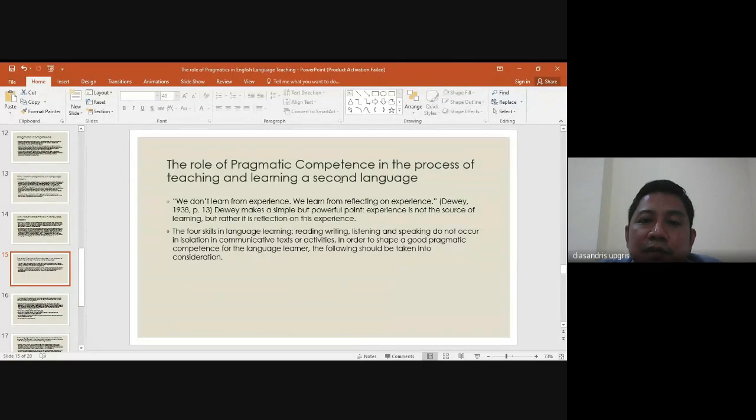The role of pragmatic competence in the teaching and learning process. So the role of pragmatic competence in the process of teaching and learning a second language. We don't learn from experience, we learn from reflecting on experience. Dewey makes a simple but powerful point. Experience is not the source of learning, but rather it is reflection on this experience. The four skills of language learning like reading, writing, listening, and speaking do not occur in isolation of communicative texts or activities. So they don't stand alone, right?